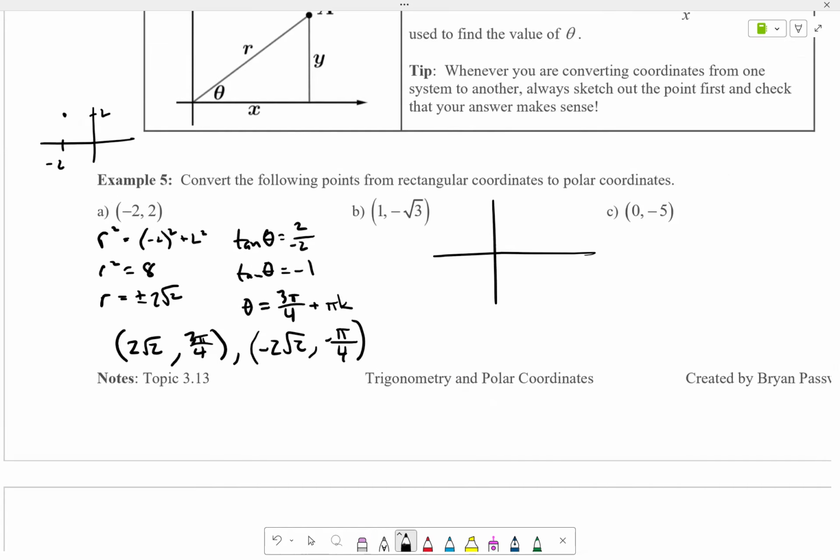Like 1 comma -√3, I'm going to adjust this a little bit. Excuse me. I'll make a triangle here. Is this a special triangle? That √3 is very suspect. This is just a 2, isn't it? Because the long leg is 1 times √3, so that's definitely a 30-60-90. So I could already get my polar coordinates by filling it in. 2 comma, what?